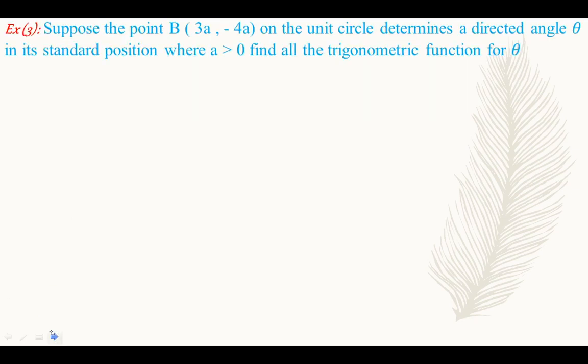Okay, let's go to another example. Suppose the point 3a and negative 4a lies on the unit circle. So he told us that the point 3a and negative 4a intersects the unit circle.